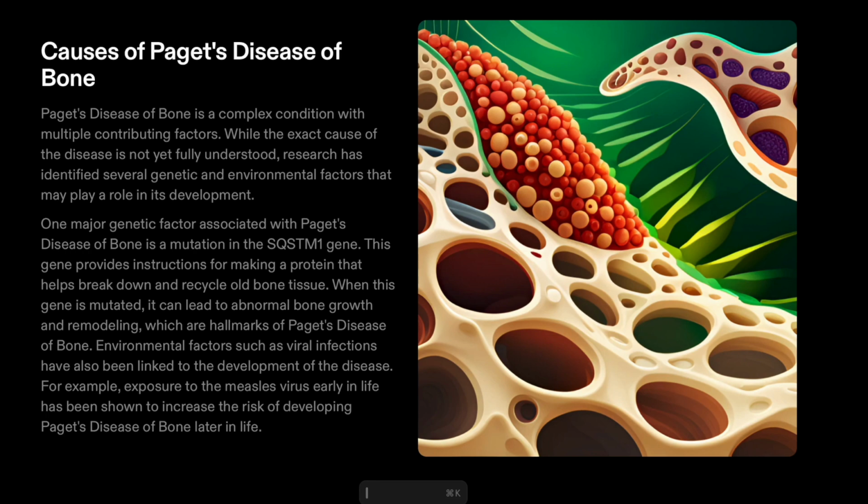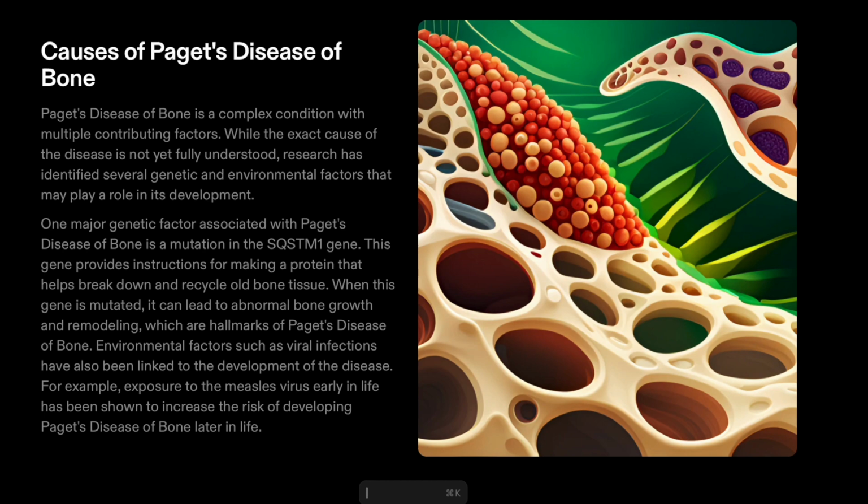When this gene is mutated, it can lead to abnormal bone growth and remodeling, which are hallmarks of Paget's disease of bone. Environmental factors such as viral infections have also been linked to the development of the disease. For example, exposure to the measles virus early in life has been shown to increase the risk of developing Paget's disease of bone later in life.